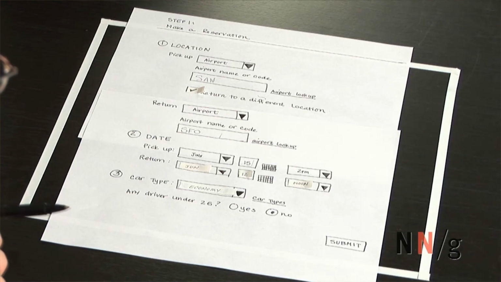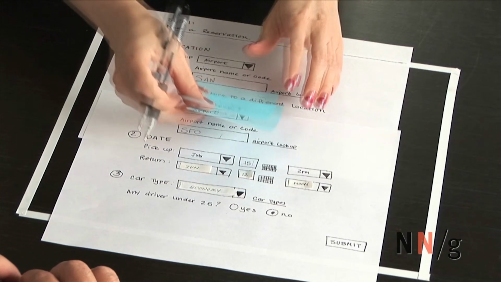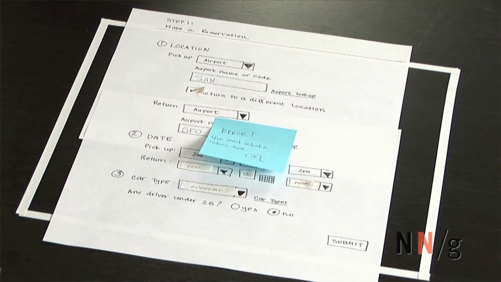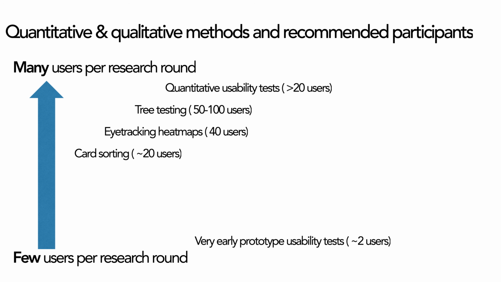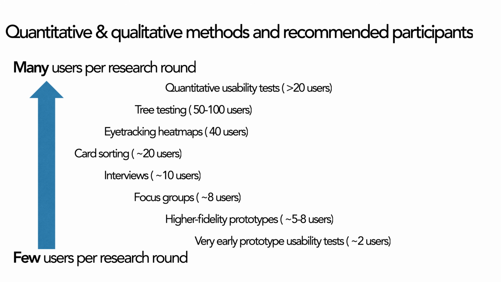On the other side is qualitative testing that we use to quickly and cheaply learn so we can iterate the design and improve it as much as possible before releasing it. Very early prototypes can be usability tested with just 2 target users. Make a change based on what we observe, and then test it again with 2 more people.